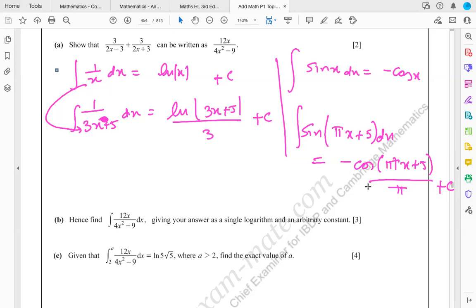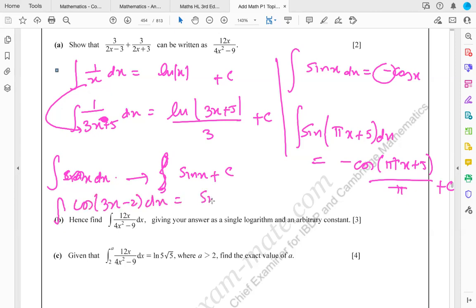Now, whenever you're integrating or differentiating sine and cos, just be mindful of which sign is positive and which sign is negative. If I integrate sine x dx, it is negative cos x, but if I integrate cos x, it will be positive sine x plus c. So if you integrate cos of 3x minus 2, it'll be sine of 3x minus 2 plus c upon 3; here don't forget to divide by 3. That's how you do all these integrals. Just make sure that you understand the procedure.